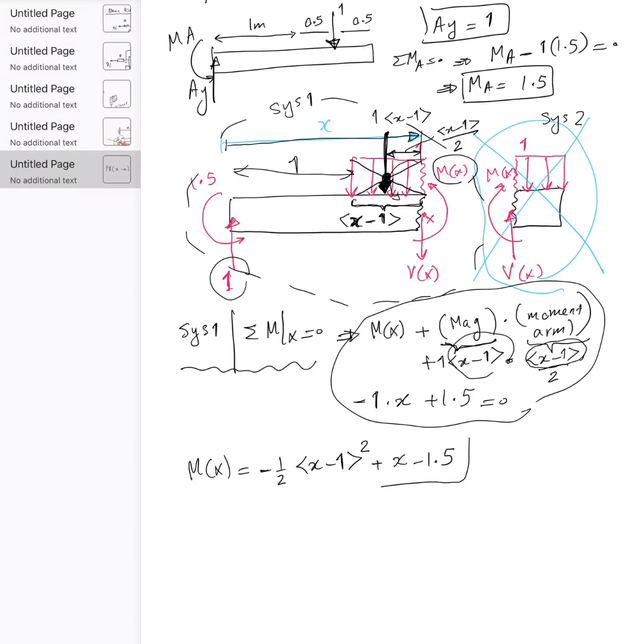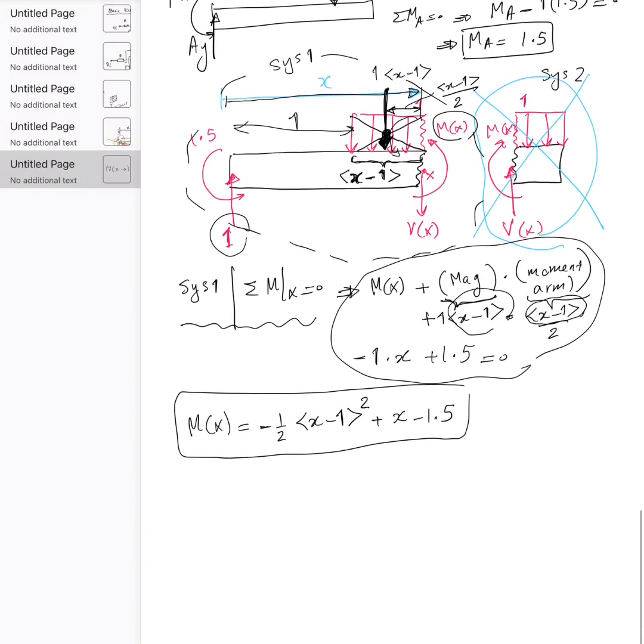That is your moment relation. Remember, if you don't want to use it without using Heaviside function, it's going to take you more than this just one-liner approach.